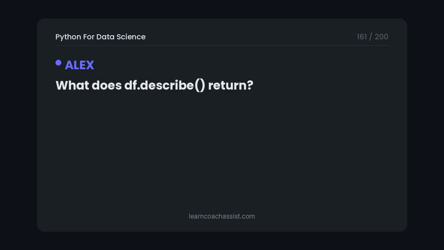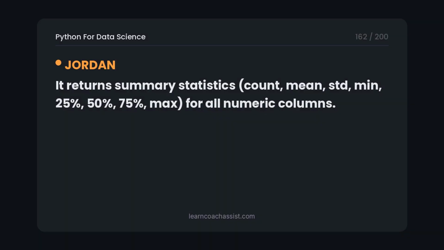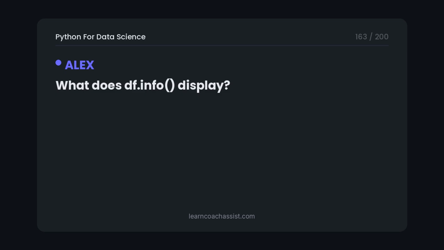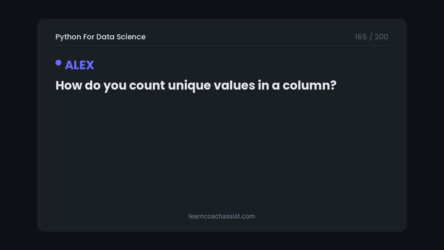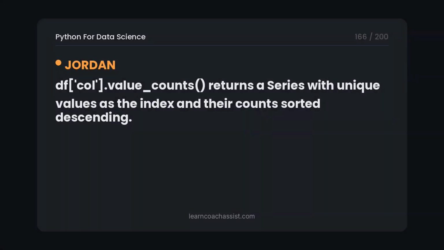What does df.describe() return? It returns summary statistics: count, mean, std, min, 25%, 50%, 75%, max, for all numeric columns. What does df.info() display? It prints the data frame's column names, non-null counts, data types, and memory usage, useful for a quick data overview. How do you count unique values in a column? df['col'].value_counts() returns a series with unique values as the index and their counts sorted descending.